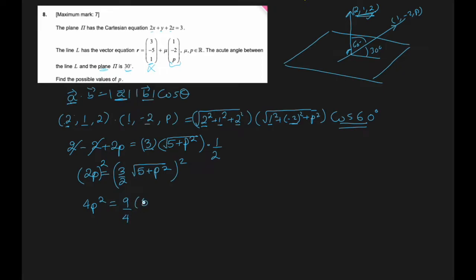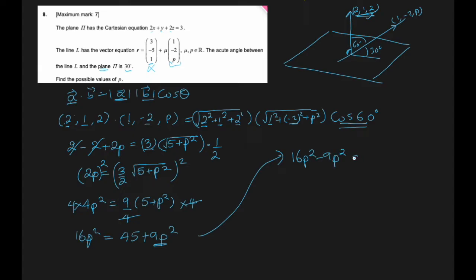And this will become complete 5 plus P square, because square root and square will get cancelled out. So cross multiply by 4 here, multiply by 4 here, so that this is gone. 16P square equal to 9 times 5, 45 plus 9 P square. Okay. Let's bring this 9 to the left side. 16P square minus 9P square equal to 45.